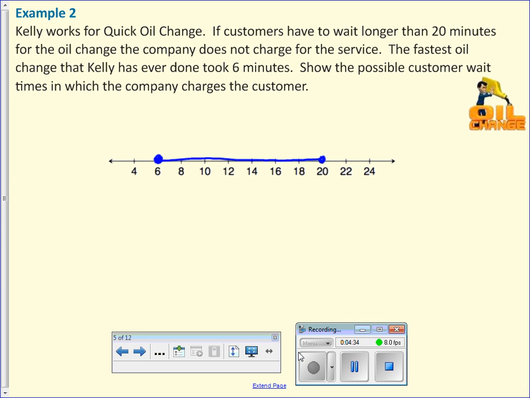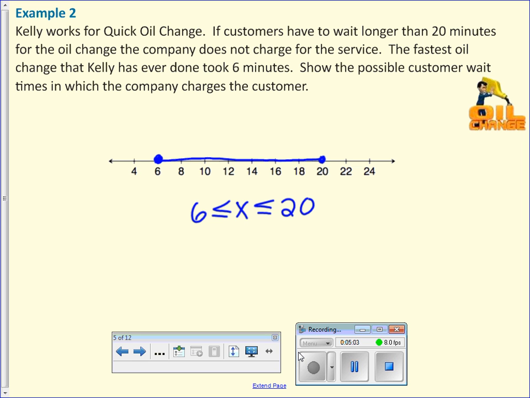Now how would I write that as an inequality? X is everything greater than or equal to 6, but X is also less than or equal to 20. So we can have 2 inequality symbols. When you have two inequality symbols in an expression like that, they're always going to be going in the same direction.